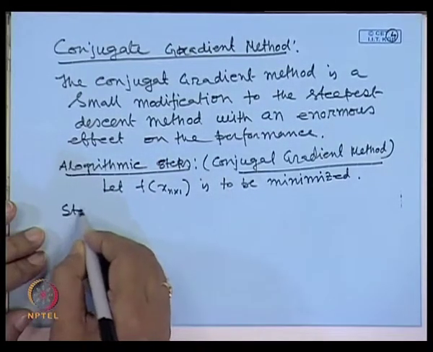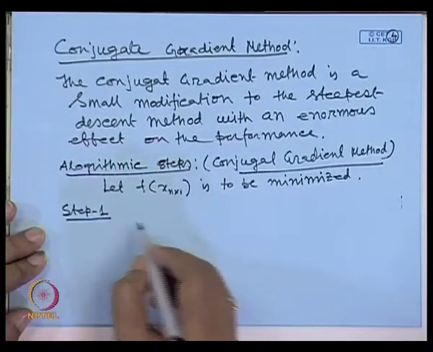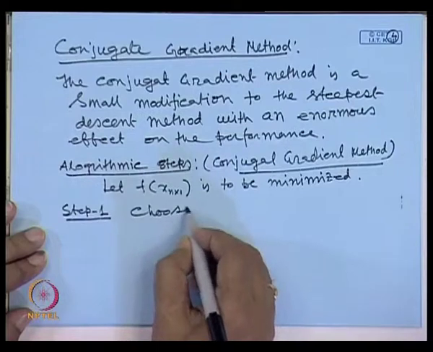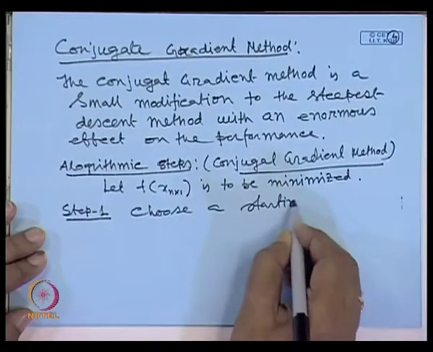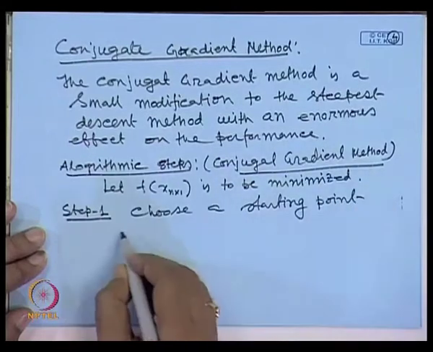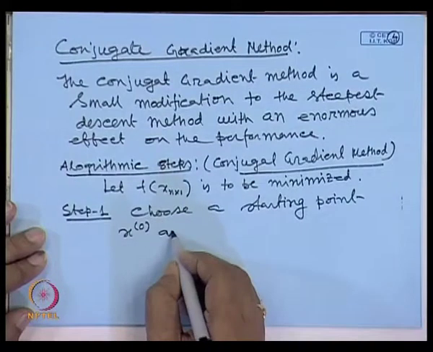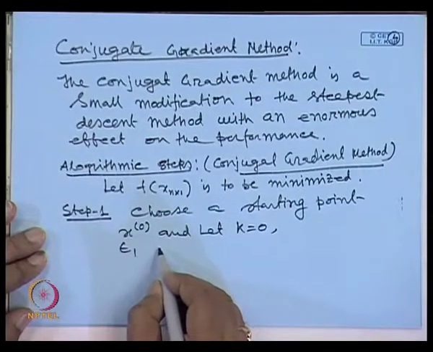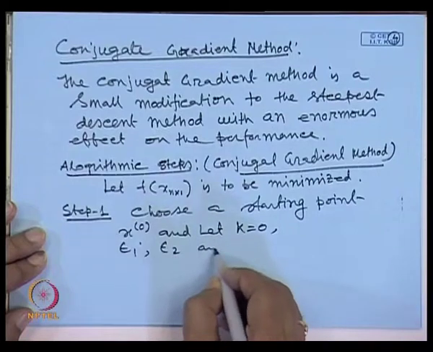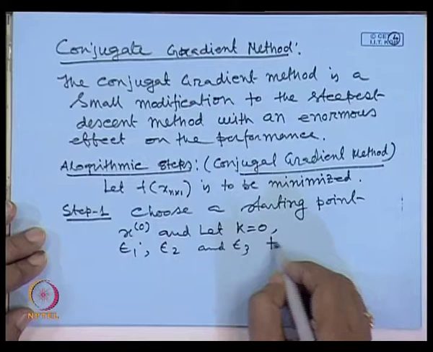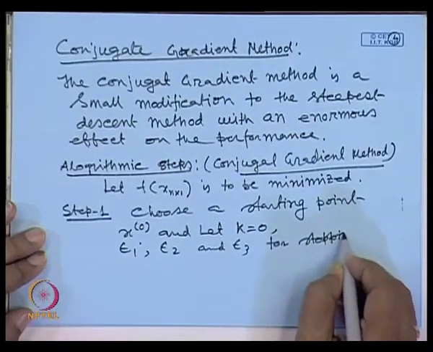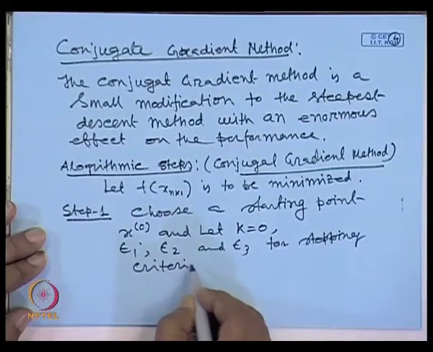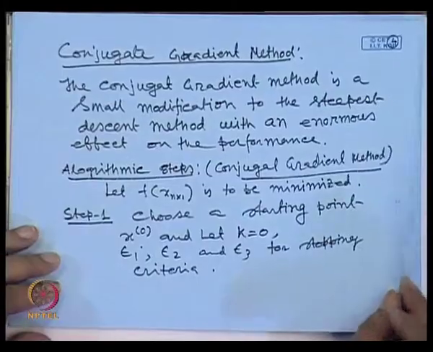So, the first step is the same as earlier: choose a starting point x superscript 0, and let the step k equal 0, then assign epsilon 1, epsilon 2 and epsilon 3 for the stopping criteria. This is the same as the steepest descent method, step 1, and in step 2 you will see what we are doing.